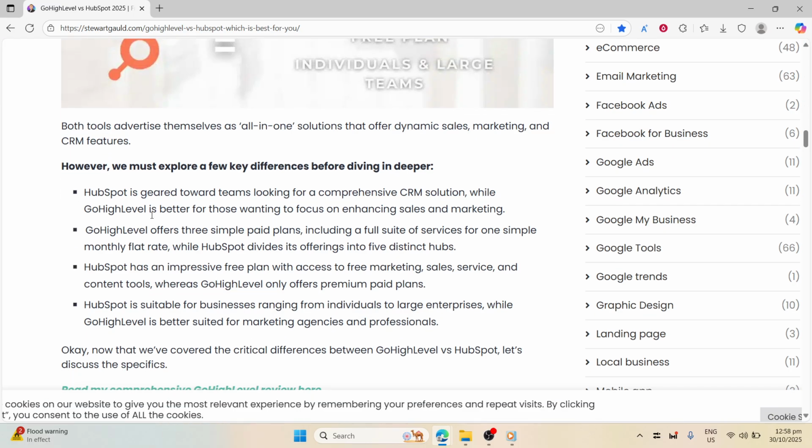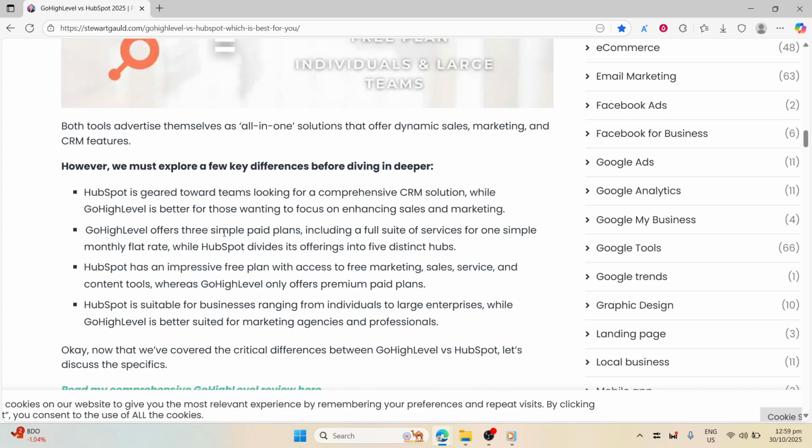Both advertise themselves as all-in-one solutions, offering dynamic sales, marketing, and CRM features, but there's more to the story. HubSpot is particularly geared toward teams seeking a comprehensive CRM solution. On the other hand, GoHighLevel is more focused on enhancing sales and marketing efforts, making it a go-to choice for marketing agencies.